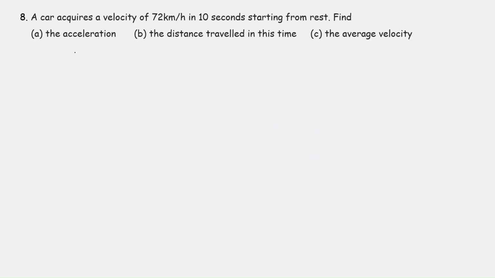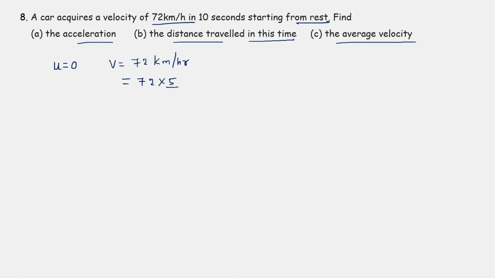Here is our 8th question. A car acquires a velocity of 72 km per hour in 10 seconds starting from rest. Find the acceleration, the distance traveled in this time, and the average velocity. Okay, so let's start writing whatever they have given. First one, it starts from the rest. Initial velocity will be 0, and it acquires the velocity of 72 km per hour. That means the final velocity is 72 km per hour. So we have to convert it into SI units. 72 into 5 by 18, which is equals to 20 meter per second.